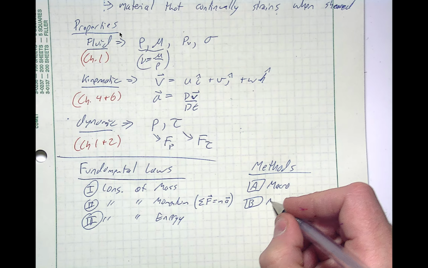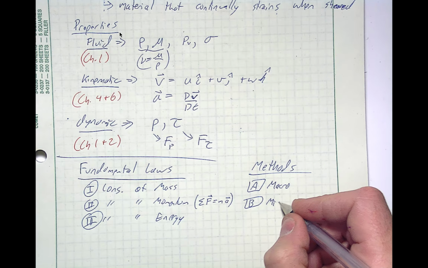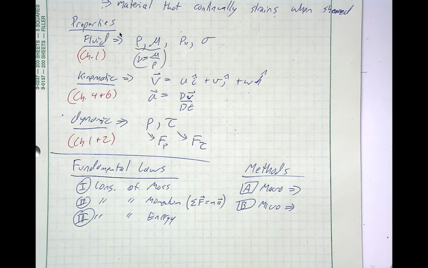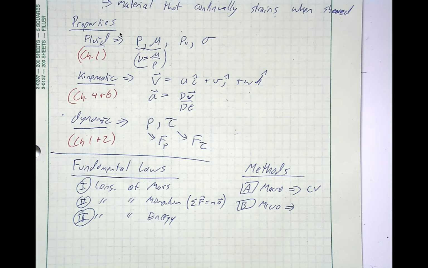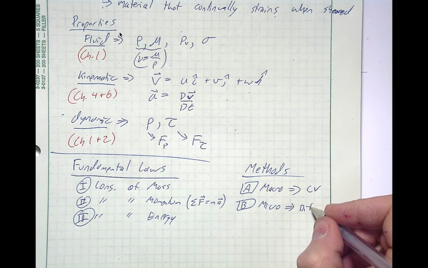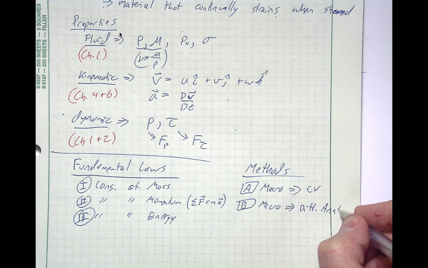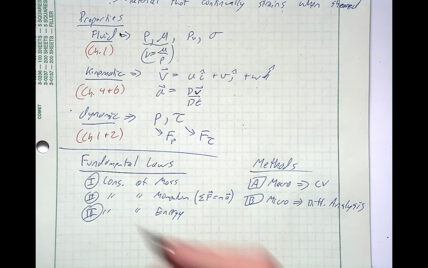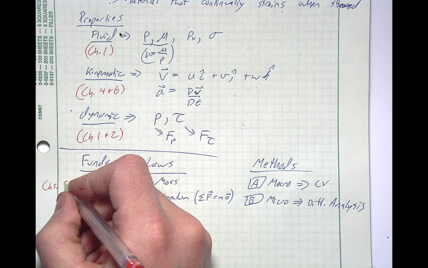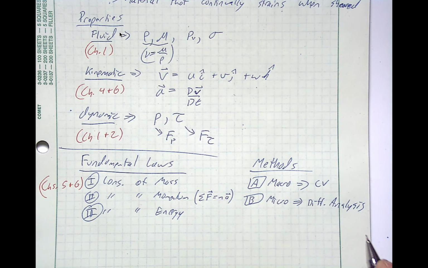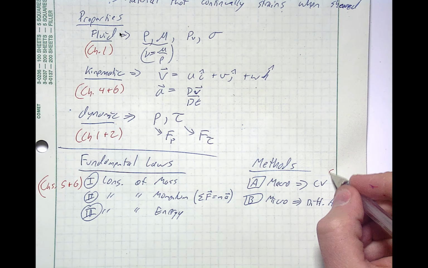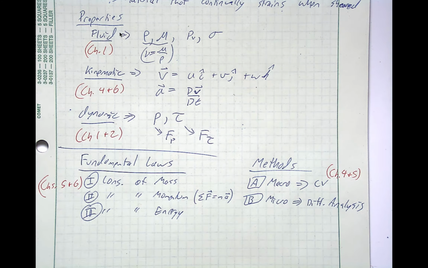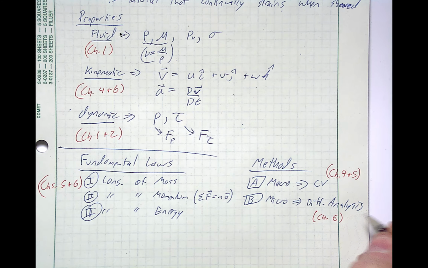Our two methods: one is a macro view of a system, and the other is a micro view of a tiny little fluid element. This is our control volume approach, and this is our differential analysis. Our fundamental laws were chapters 5 and 6. We introduced what a control volume was in chapter 4 and then applied it to the fundamental laws in chapter 5. And our differential analysis was chapter 6.